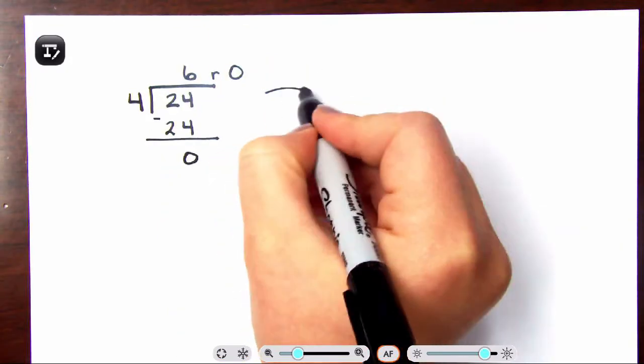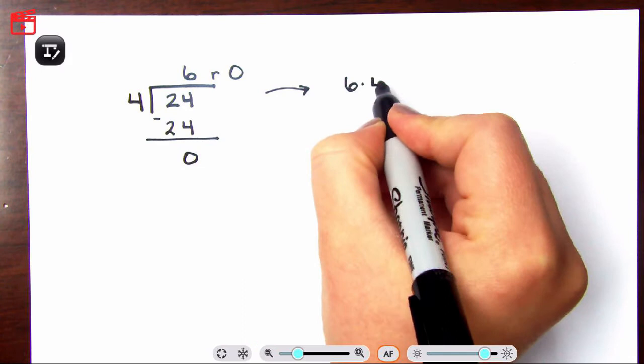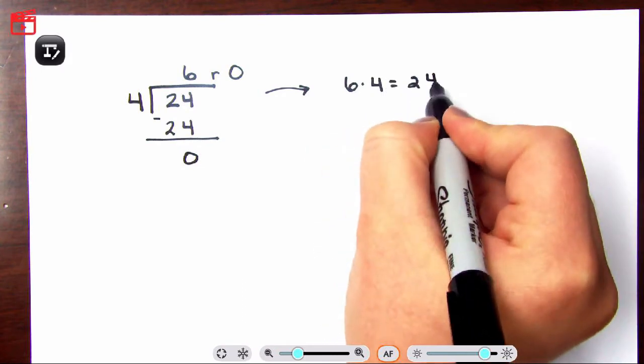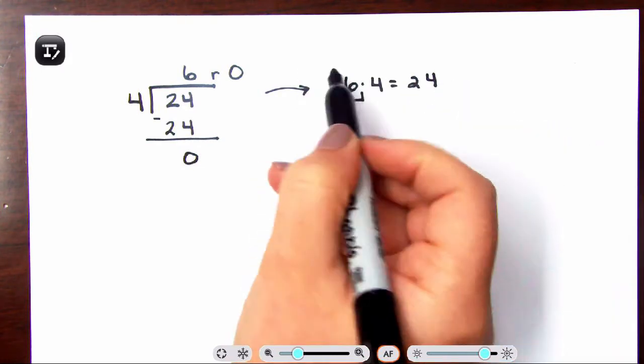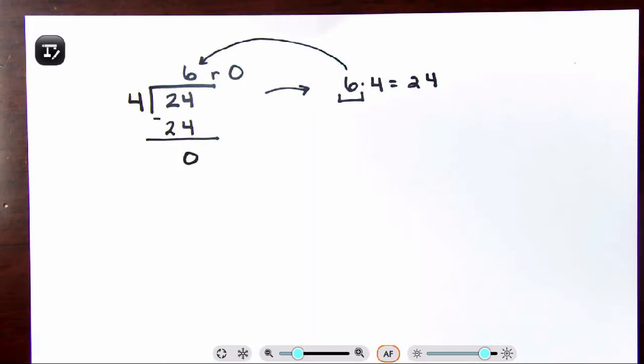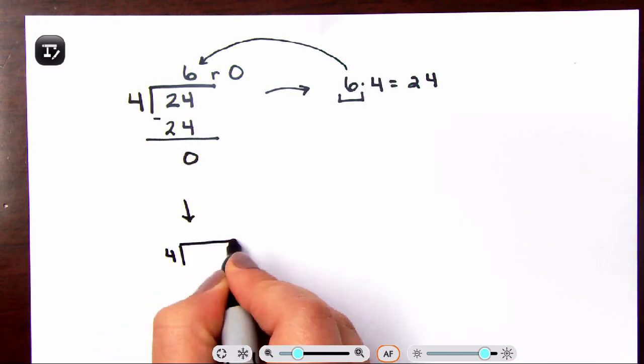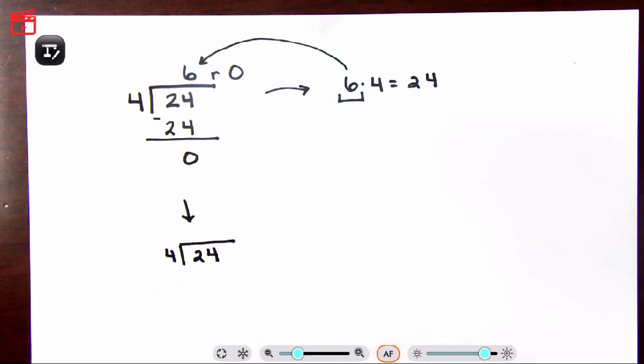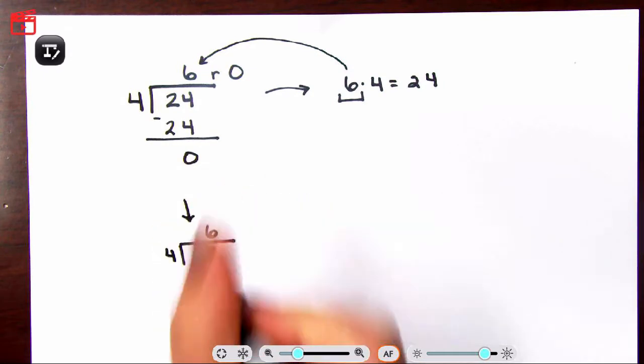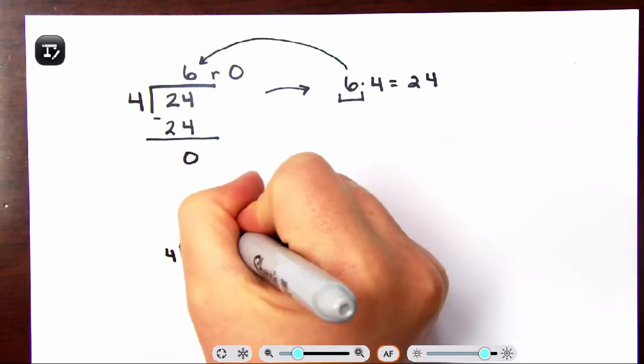So how did we do that in our brain? We said 6 times 4 is 24. So we know that 6 goes on top. Now I said we're going to talk about terminology. So let's go ahead and rewrite this one more time. I have 24 divided by 4. And then we said our answer is 6 with the remainder of 0.